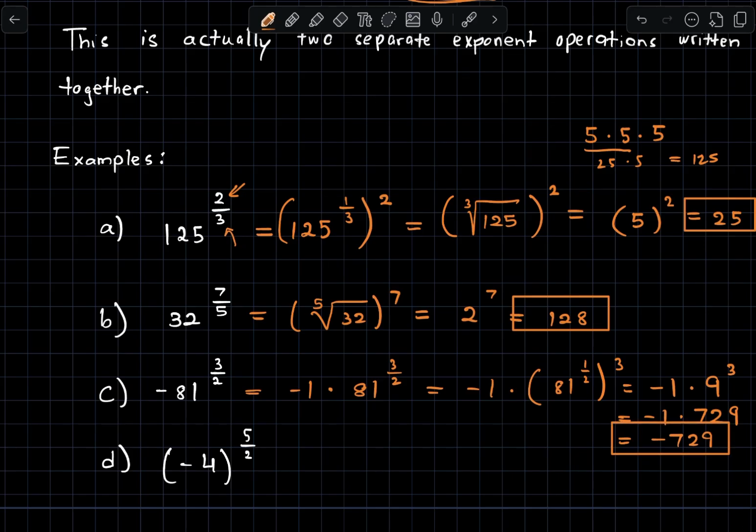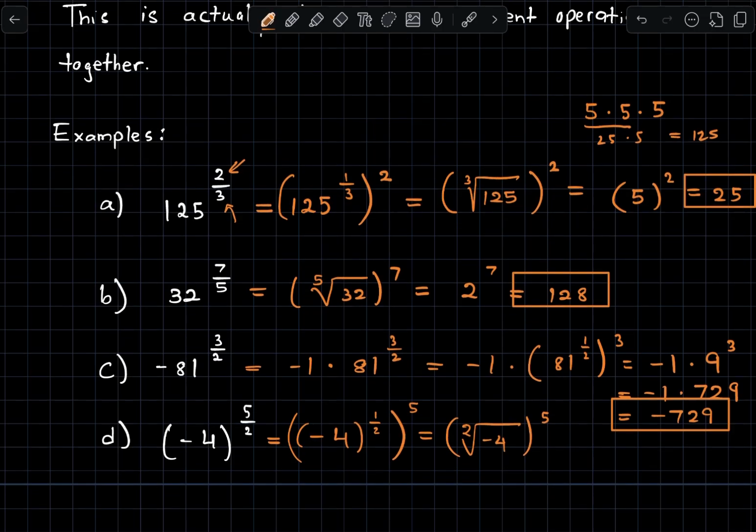All right, and then the last one, well, we've got -4 raised to 5/2. Let's try the same idea. Let's do the root first if we can. Right, so you can think of this as -4 raised to the 1/2 power, all of it raised to the 5th, which is the same thing as the square root of -4, all of it raised to the 5th, but we can't take an even root, like a square root of a negative number. That's going to lead to something that is not a real number.